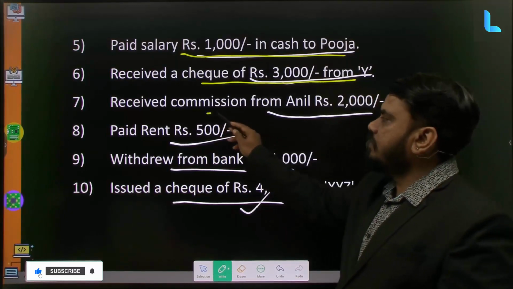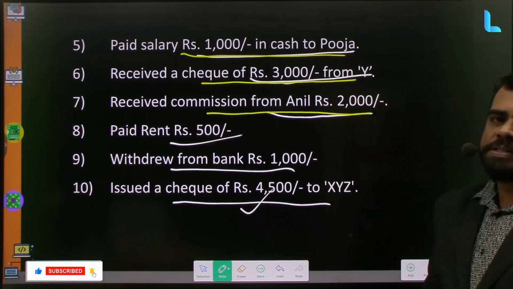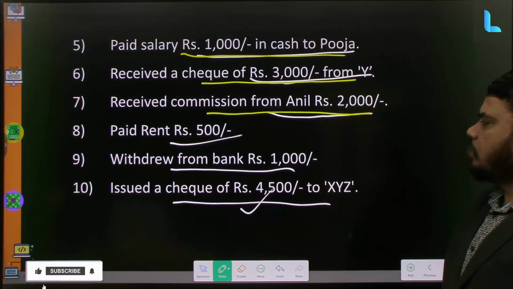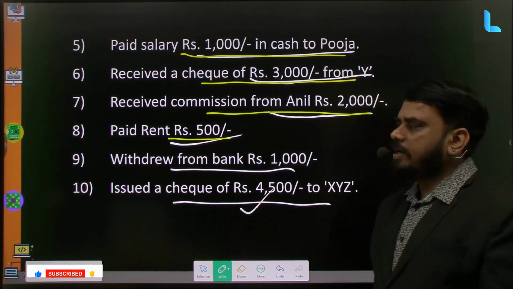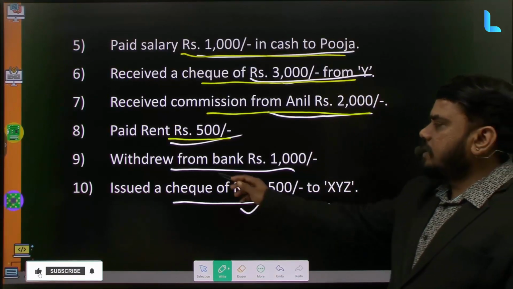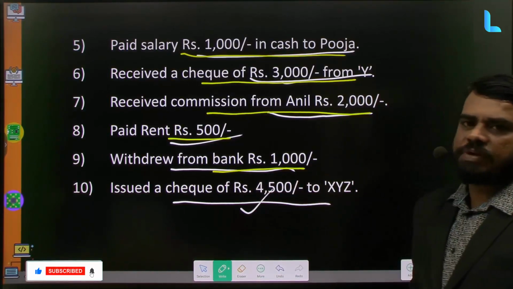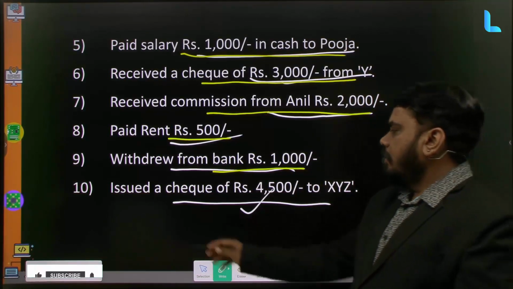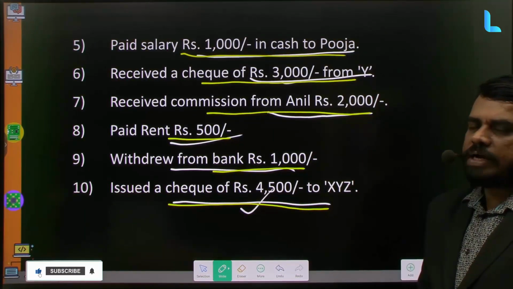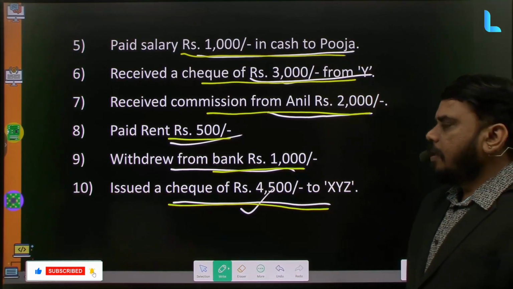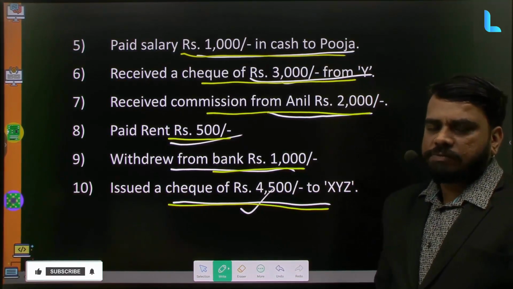Then next we are receiving commission from a person called Anil and the amount is rupees 2,000. Similarly, next transaction we are paying rent of 500. Then the next transaction we are withdrawing 1,000 rupees from the bank account, and then finally we are issuing a check for rupees 4,500 to XYZ company for the goods which we purchased from them.